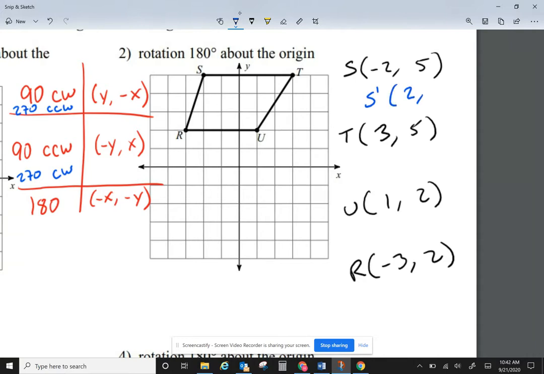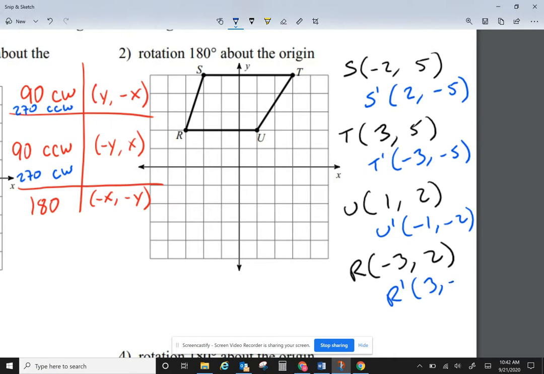So if I'm looking for S prime, my values are going to be 2, -5. I switched the signs on both. If it was negative, it became positive. If it was positive, it became negative. If I'm looking for the coordinates of T prime, my values are going to be -3, -5. If I'm looking for the coordinates of U prime, I'm going to have -1, -2. And for R prime, I'm going to have 3, -2.